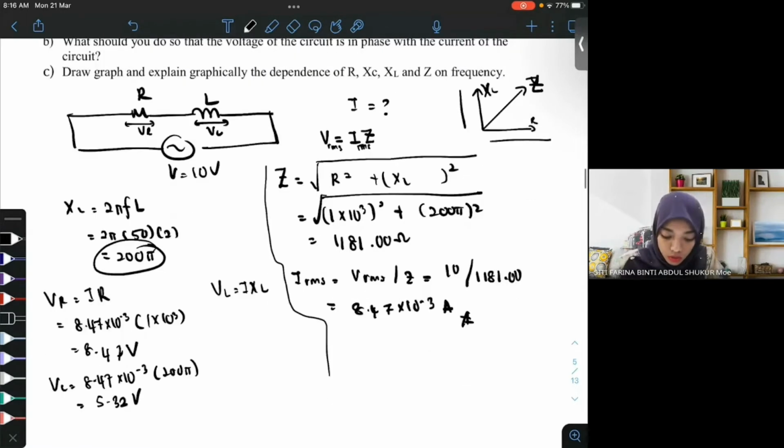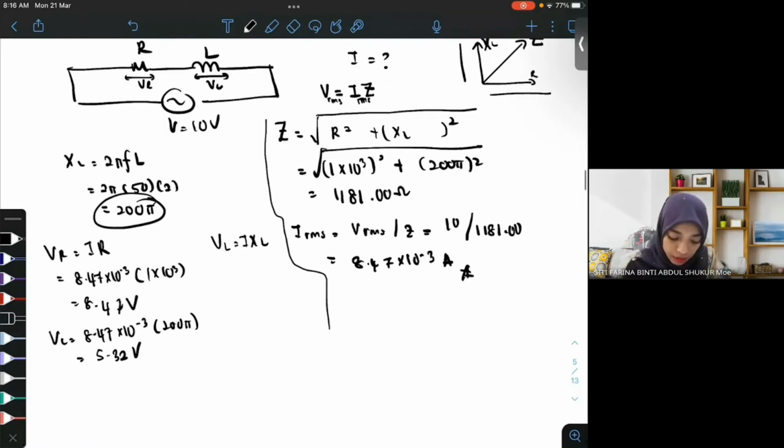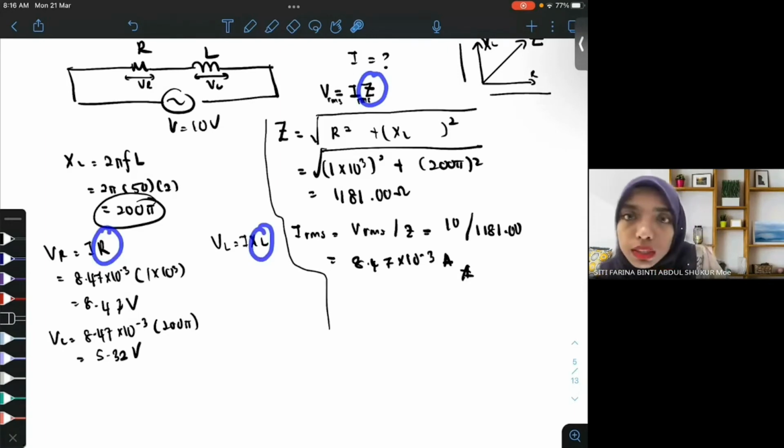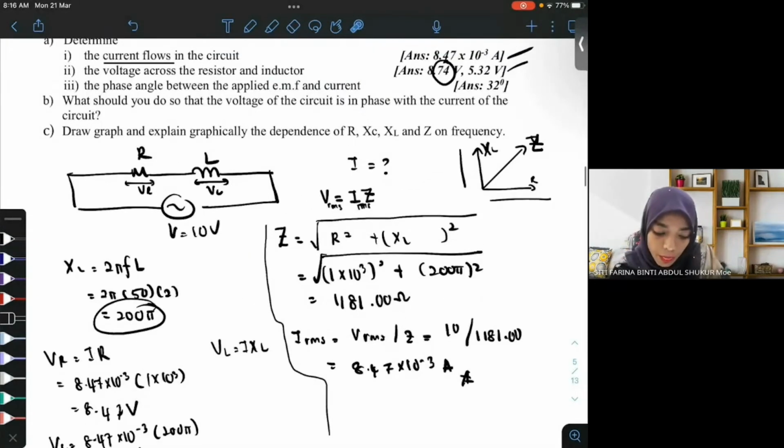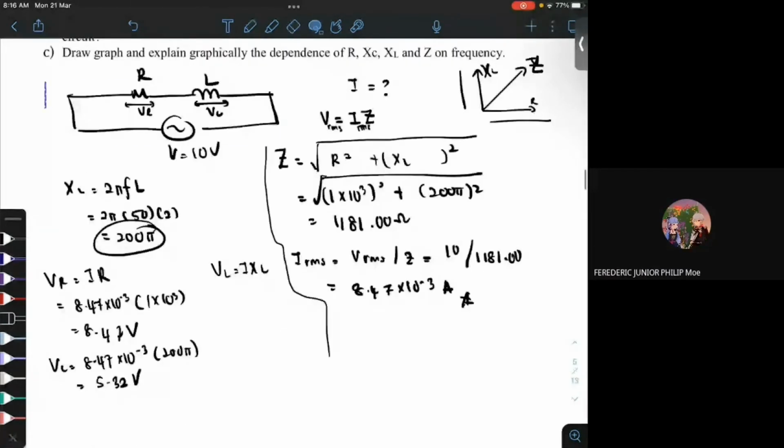Kita guna Ohm's law across respective component, maksudnya R dan juga XL. Ini total, so dia Z. Ini across respective component. Are we good up to this particular point? Yes, miss.